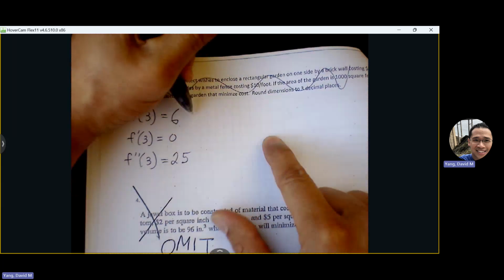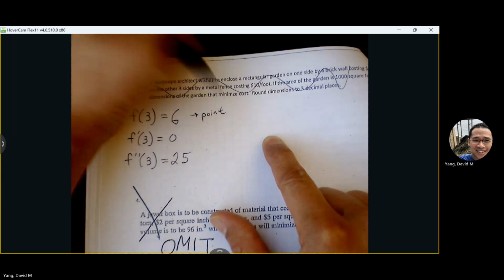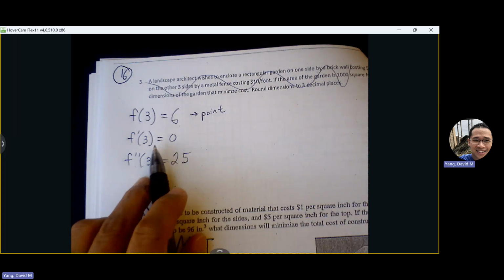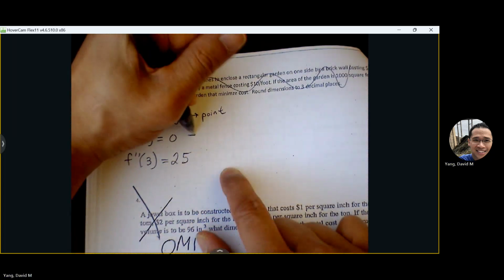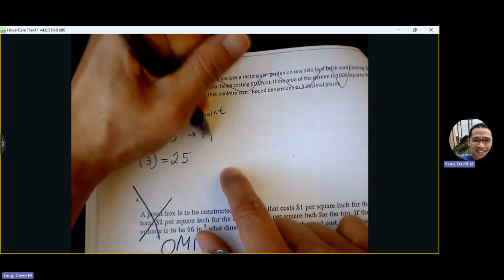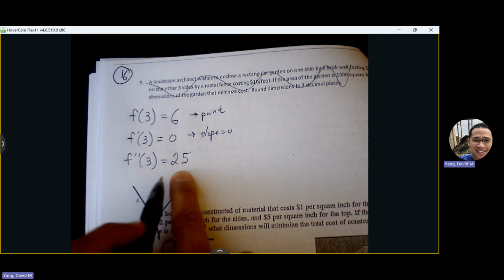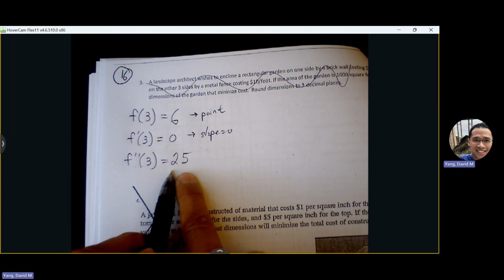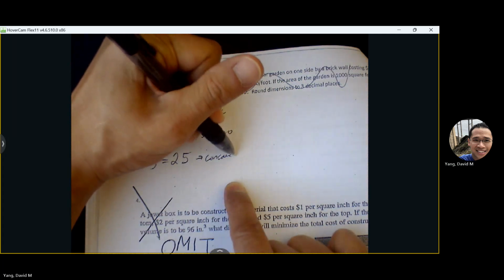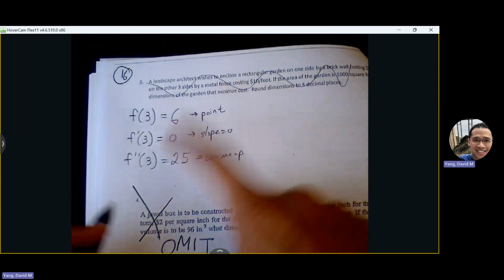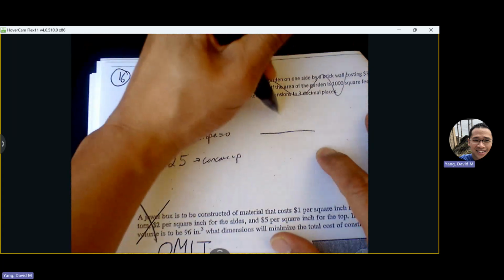So this is talking about the ordered pair, the physical location, right? This is talking about the slope behavior, right? At this point, there's a slope of what? Slope is 0. And then at the same point, the curvature is going to be what? Concave up. So if we combine all this knowledge into the same point, we should be able to create a picture that looks like this.